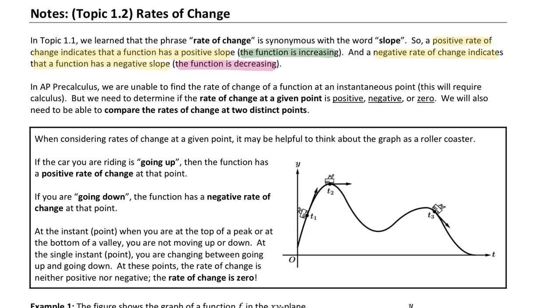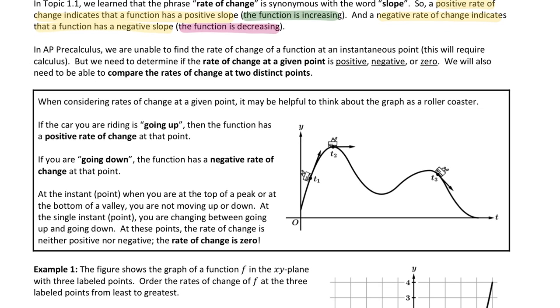So it's really, really helpful when we think about rate of change to think about a roller coaster, like this little roller coaster graph you have right here. If you are going up, then the function has a positive rate of change, meaning that the function is increasing at that point because you're going up. Increasing function, positive rate of change, going up. If you are going down, so that's T3 over here, that's the last little cart, the function has a negative rate of change at that point because the function is decreasing.